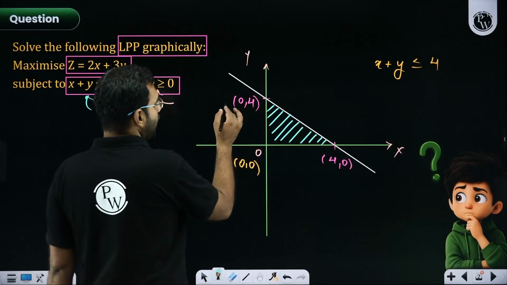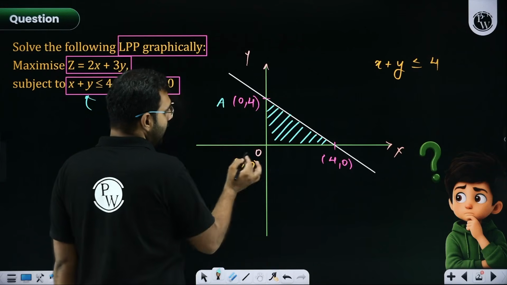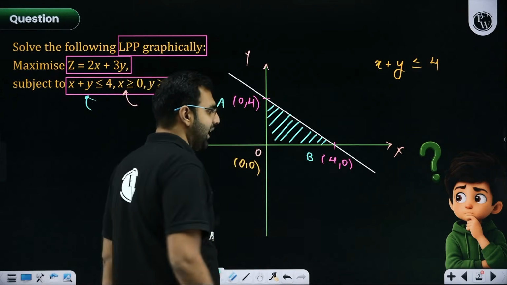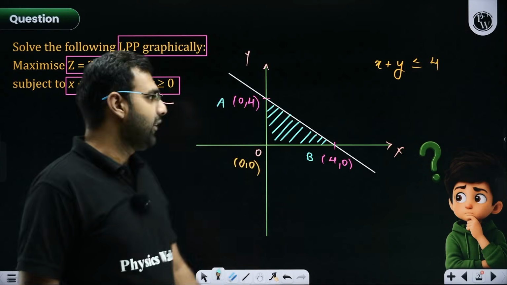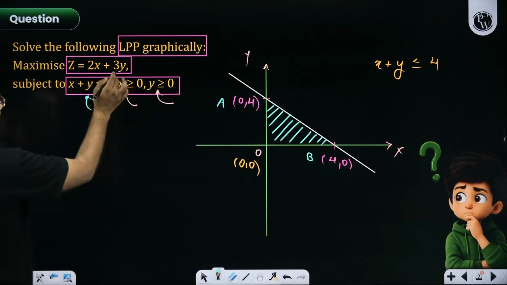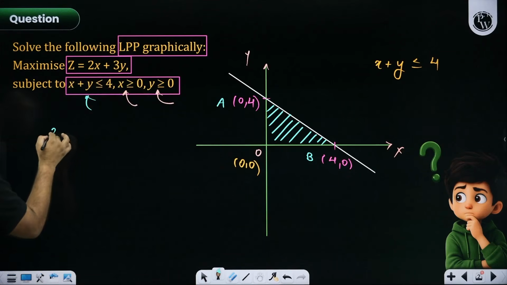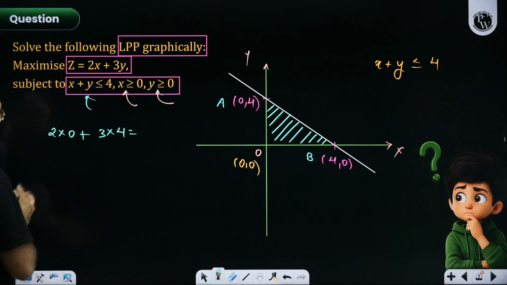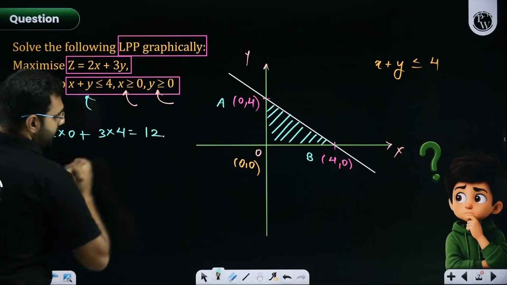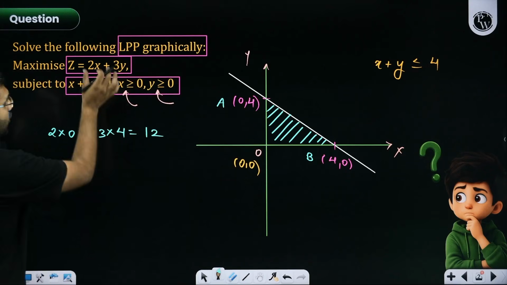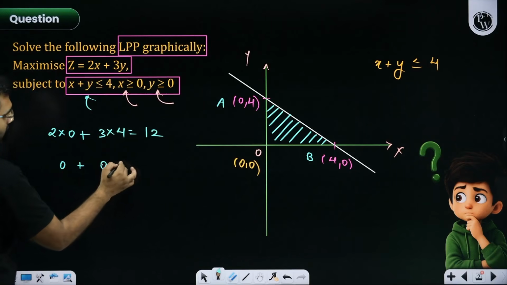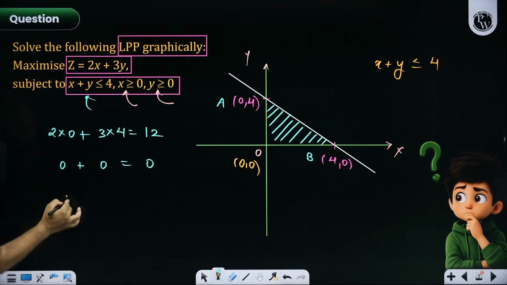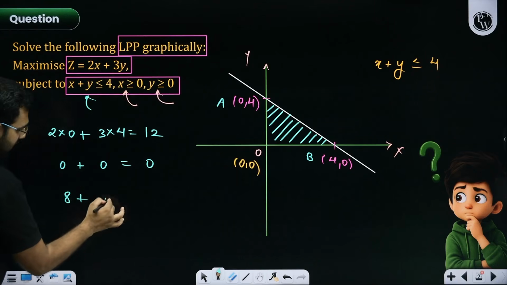First of all, one corner point is (0, 4), let's call it A. One corner point is (0, 0), that's O. And one corner point is (4, 0), that's B. So if I find Z at (0, 4), 2 into 0 plus 3 into 4, what value of Z do I get? This is 0, 3 into 4 is 12. This is one of the values. If I check it at (0, 0), I'll get 0 plus 0, that will be 0. If I try (4, 0), 4 into 2 is 8 and 0 into 3 is 0, so that gives you 8.